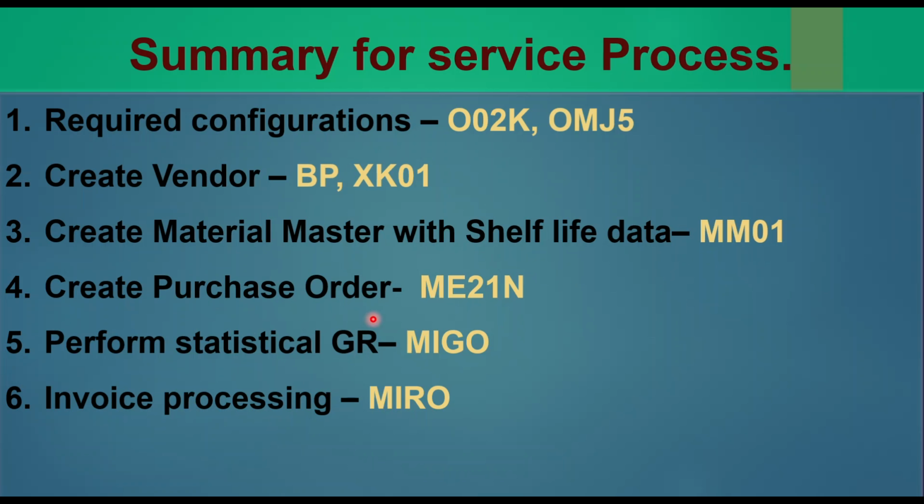Then we create a purchase order. If your organization is using PR, then in that case PR and PO. And then we will do GR, not statistical GR. I just kept this from a previous slide, I guess, but ignore this. So we will do GR and then we will perform the invoice. So that is a pretty straightforward process.